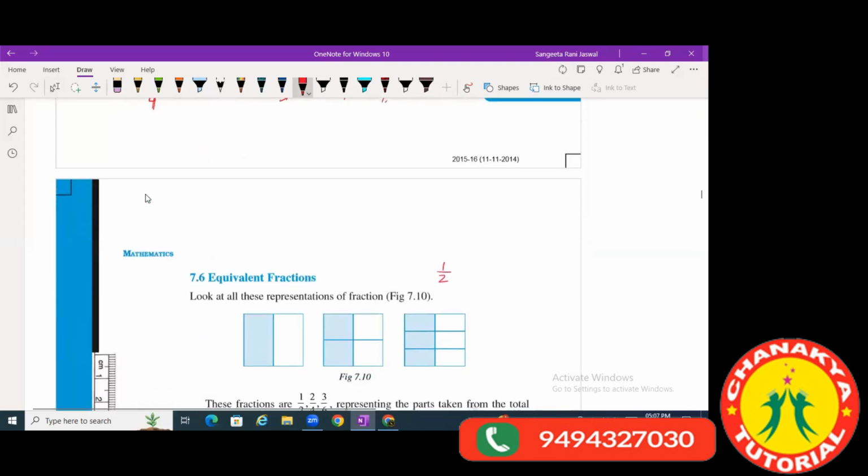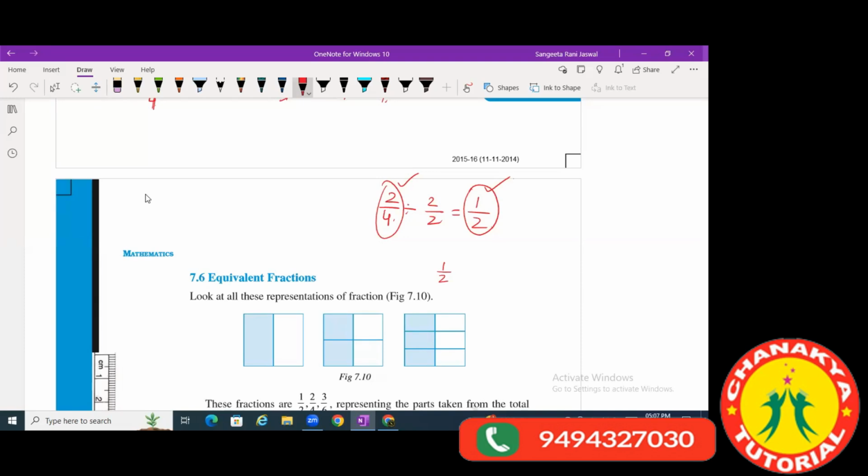So what we did, I had 2 by 4 in the number line. I found the equivalent fraction of this just by dividing it by 2. I got 1 by 2. So now this fraction is equivalent to this fraction. When I divide numerator and denominator with the same number, whatever fraction I get is the equivalent fraction of the original one.